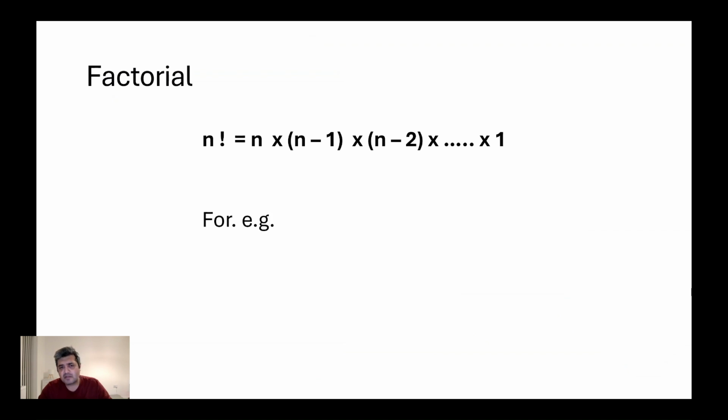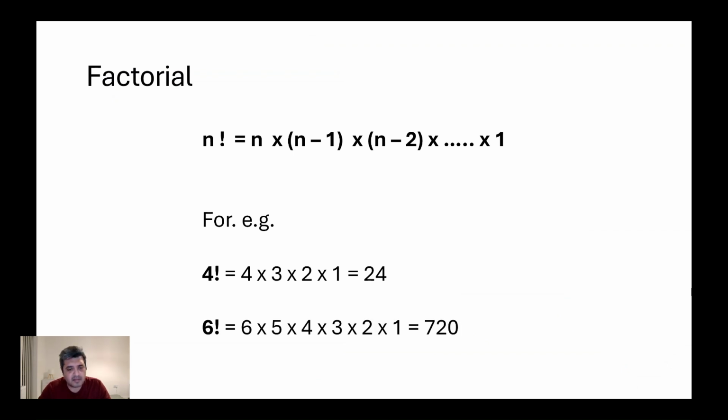Okay. So let's look at some examples. Let's look at 4 factorial. So 4 into 3 into 2 into 1. You go all the way back to 1 and that's how you get the answer 24. Similarly, let's look at another example. 6 factorial is 6 into 5 into 4 into 3 and all the way back to 1, which is 720. Now you already know this.